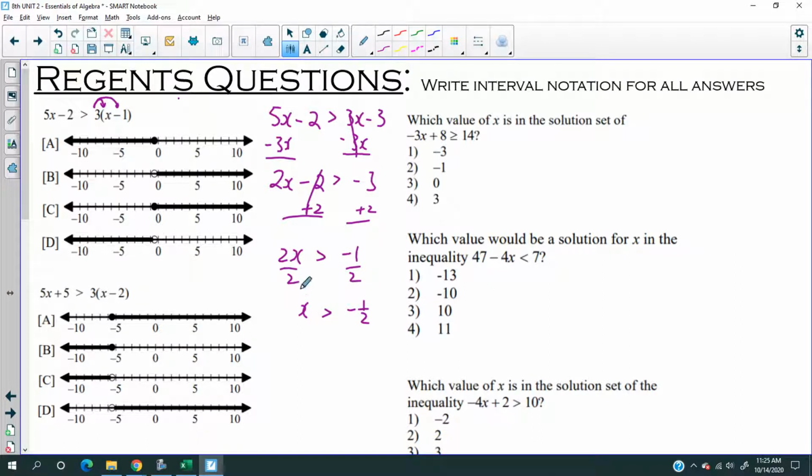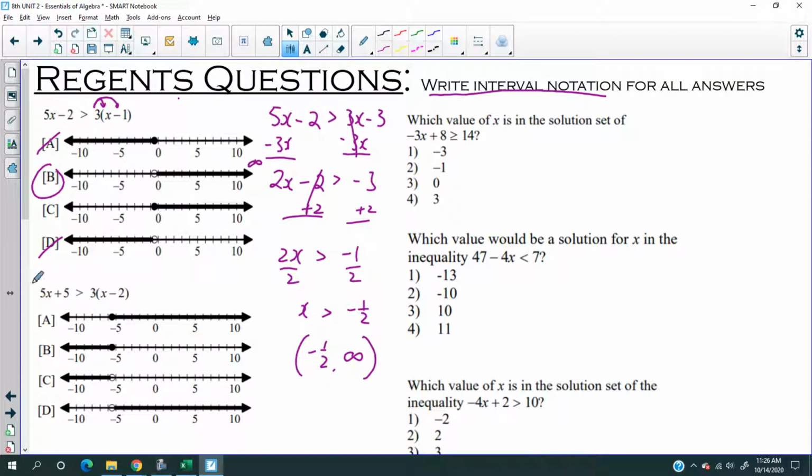Now, the arrow has to go to the right, so that eliminates A and D, right? So I'm left with B and C, open circle. Open circle. Now, how do you write this in interval notation? So you notice how I'm asking you to write interval notation, so let's write that. There's a graph, negative half and beyond, right? So negative 1/2 and beyond, open circle, infinity.